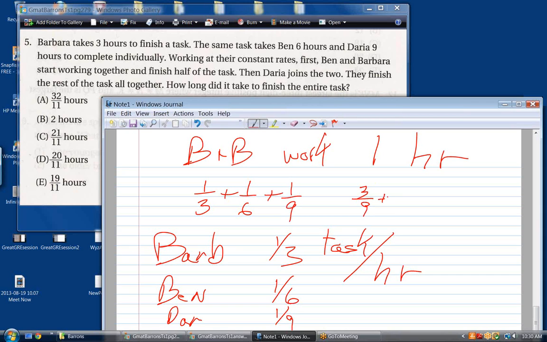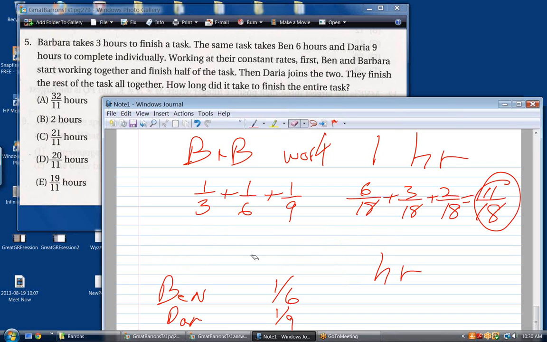That's 3/9. Oops, excuse me, hold on. My lowest common denominator is 18. So if the three of them worked a full hour, they would do 11/18 of the task. And they only need to do half. So you take half of 11/18. Actually not. Well, hold on. I'm not sure what you do.